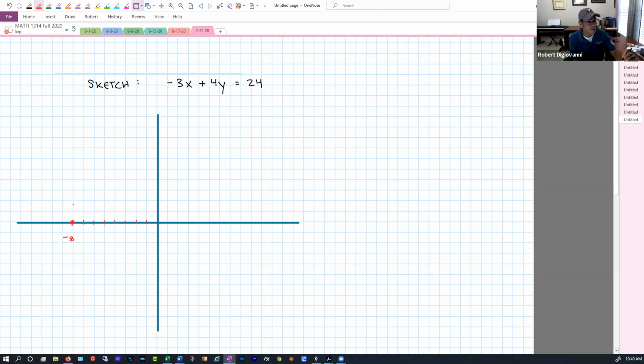What'd you get for your Y-intercept, Taylor? 6. 6. So 1, 2, 3, 4, 5, 6. And we draw a straight line through there. Not bad. I did that by hand, so it's not great, but it is what it is. Okay, that is correct. So hopefully everyone got that. If you didn't, then I can answer questions.